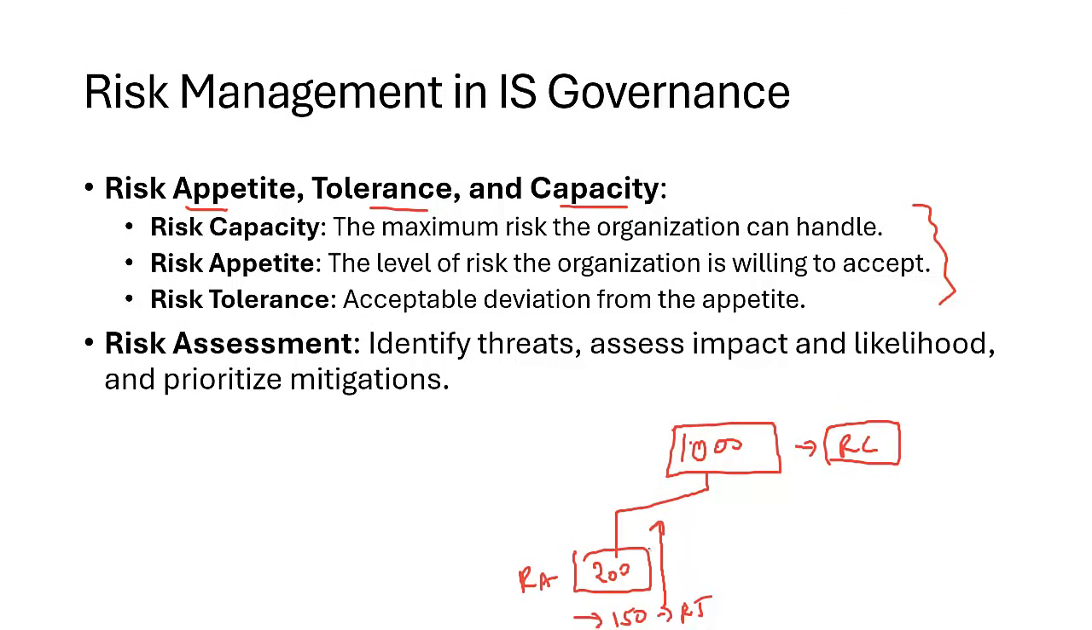So when we're talking about risk treatment, which is acceptance, transfer, mitigation, and avoidance, all these are decided based on the risk capacity, appetite, and tolerance. Always remember: capacity is the maximum risk the organization can handle, so in this case $1,000 is the maximum risk. $200 is my risk appetite, and $150 is my risk tolerance. So it can go above the 200. By the end of the day, risk tolerance defines my function.